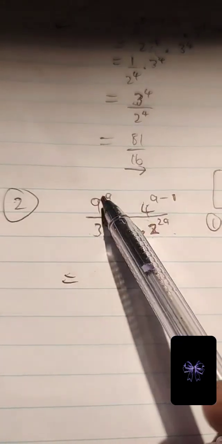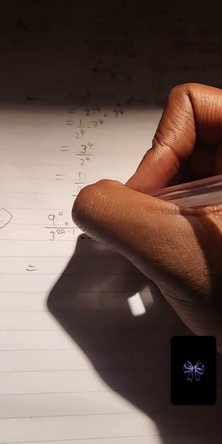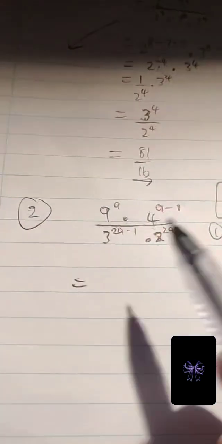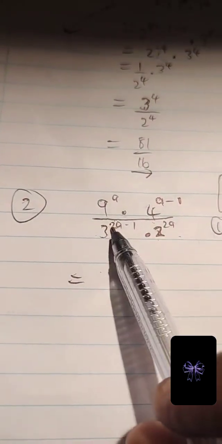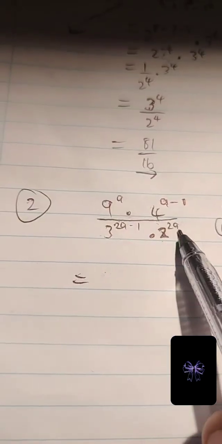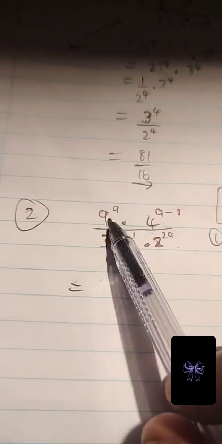Sorry, if it's not clear, this is 9 to the power a, multiplied by 4 to the power a. So these are a's, all of them. This is a 9 and that's a 4. That's a 3, that's a 2. Then it's 2a minus 1 here, 2a there. This is a minus 1 and that's a. Those are exponents, whereas these are bases.